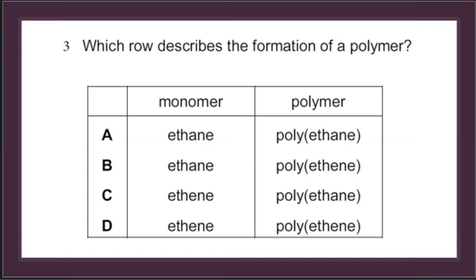Okay, so which row describes the formation of a polymer? So bear in mind the question that we just did. Let's look at this question and let me see if you come up with the answer. All right, so somebody says C as in cat. All right, so I'm going to take you back to the previous question before we come back to this question.